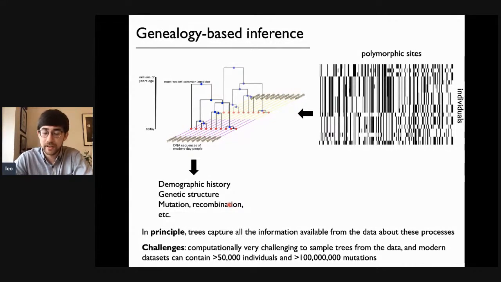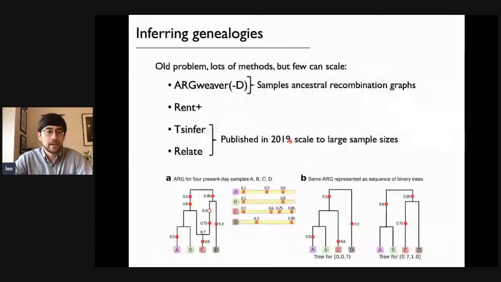But there are obvious challenges, and I think that's what Jan mainly talked about in the second talk: it is challenging to do this first step for the increasingly large data sets that we have. For humans, we have data sets with more than tens of thousands of individuals and hundreds of millions of mutations genome-wide, and that's a huge amount of data that we somehow have to process. But in principle, inferring genealogies is an old problem, and there are lots of methods out there, but again, only few can scale.